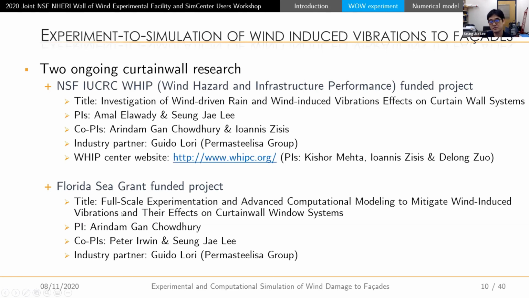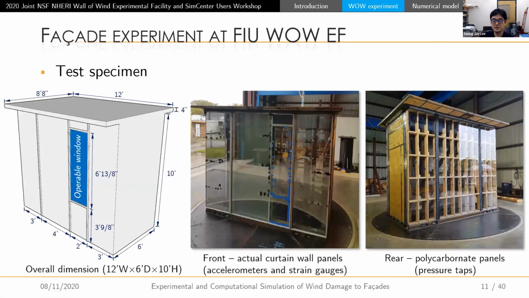And the second project is focusing on the performance of the overall facade system. Those are interrelated projects. We are also working with Pomastles Group on this project. Okay, so this is a specimen provided by the Pomastles Group. This is the overall dimension: 12 feet width, 6 feet depth, and 10 feet height.